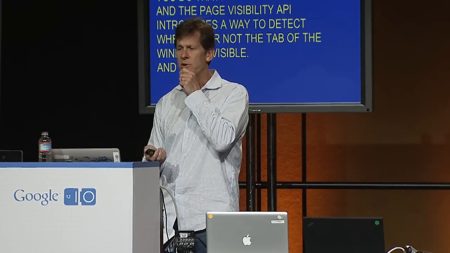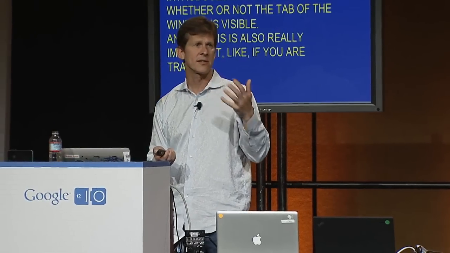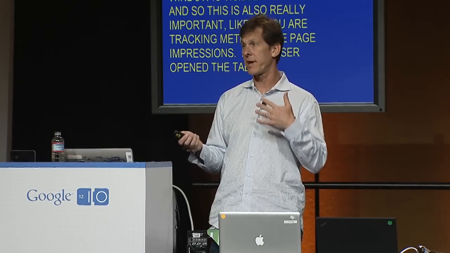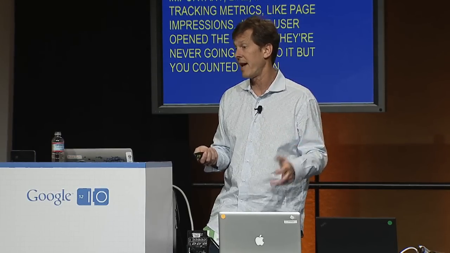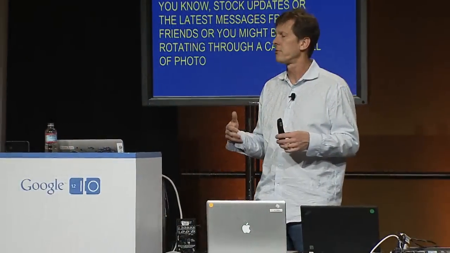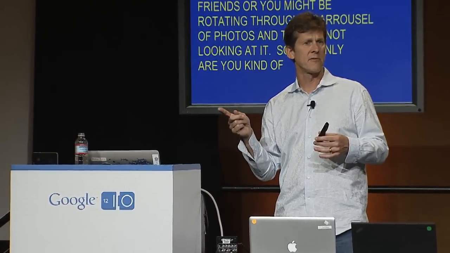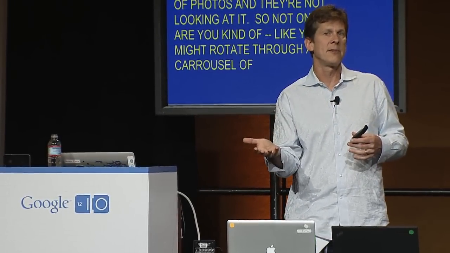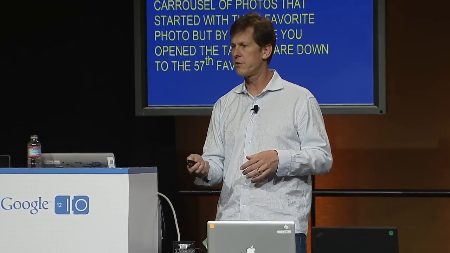This is also really important if you're tracking metrics like page impressions. If the user opened the tab but they're never going to go to it, but you counted it as an impression, that's a miscount. Same thing with ads. Again, the example of video, you might be showing them stock updates or the latest messages from friends, or rotating through a carousel of photos and they're not looking at it. You might rotate through a carousel of photos that started with their favorite photo, but by the time they actually open the tab, you're down to their 57th favorite photo, and you've kind of ruined the user experience for yourself. So you could use it there.